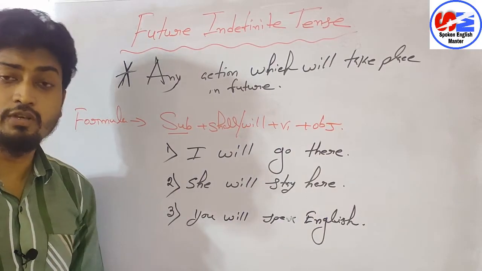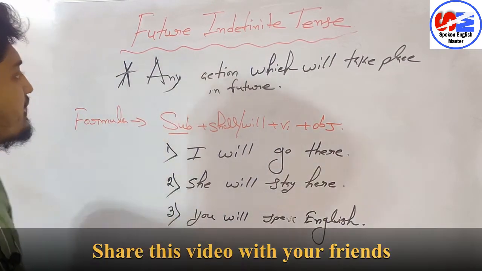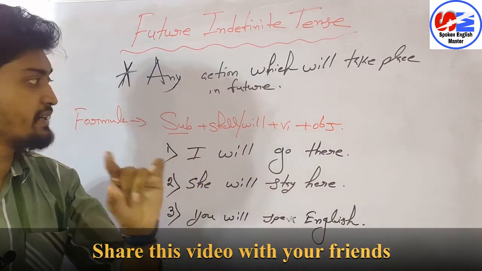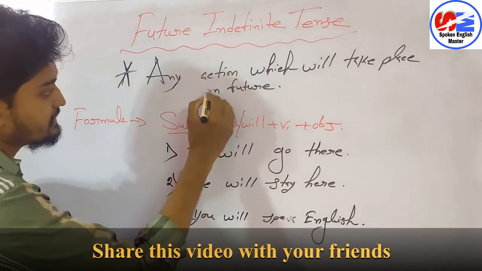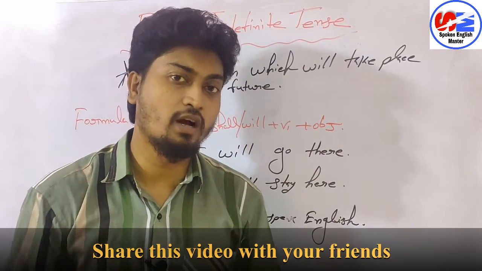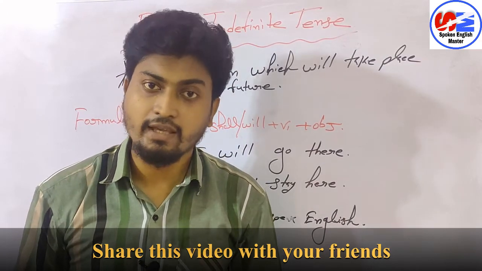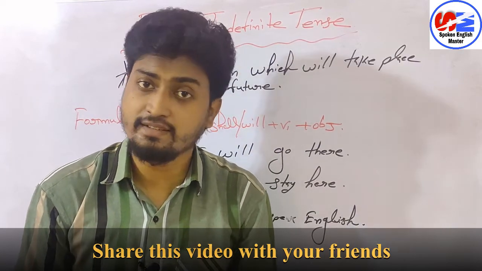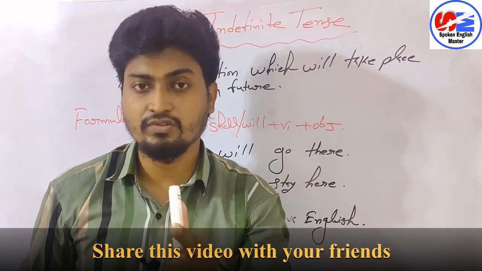See students, first of all you have to see what the definition of future indefinite tense is and how to use it properly. Any action which will take place in future, to show this we use future indefinite tense. Like if I say मैं वहाँ जाऊँगा, I will go there. वो यहाँ पे आएगी, she will come here. तुम ये काम करोगे, you will do this work. Any action which will take place in future means future में कोई भी चीज होगा. To show that, we use future indefinite tense.